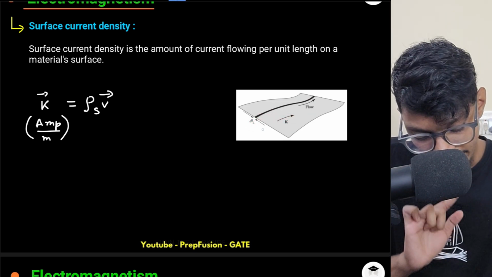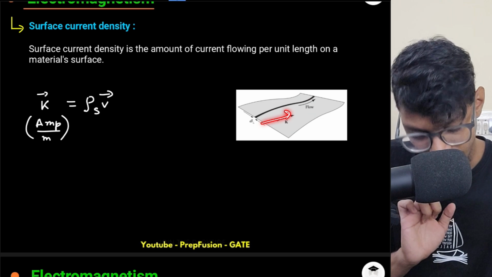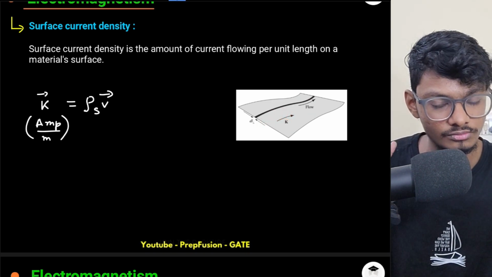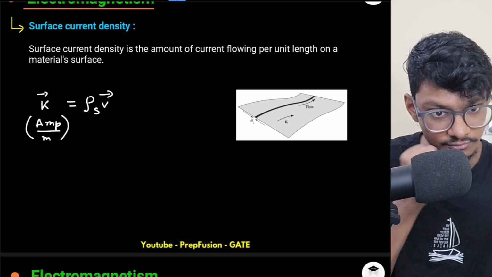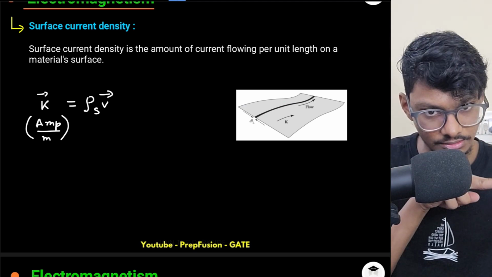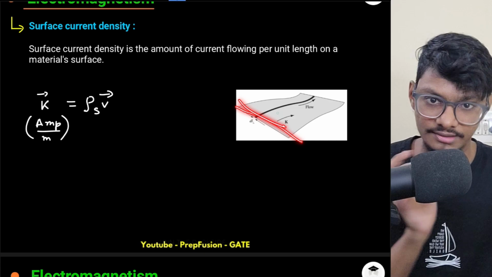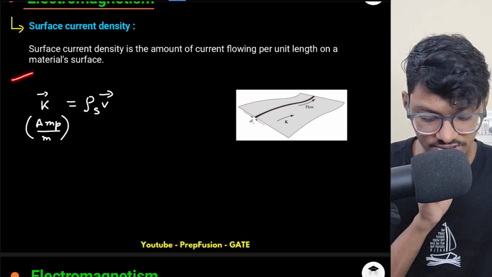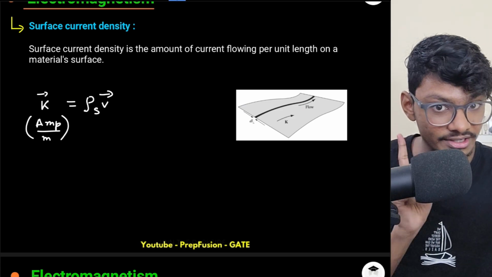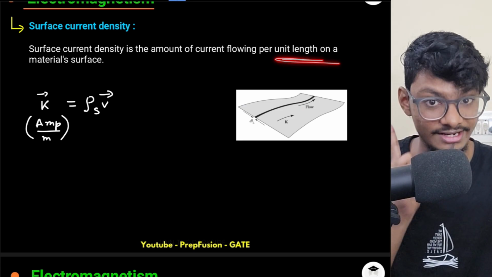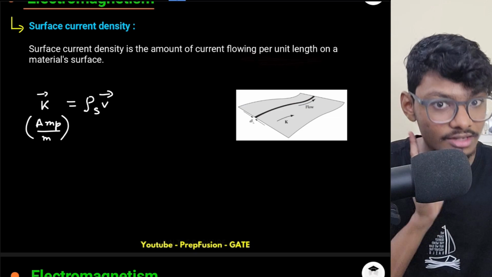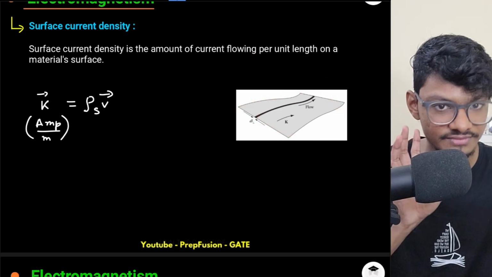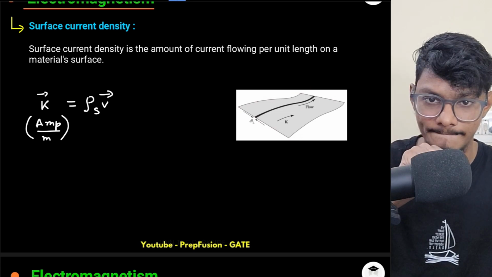So if I have a current I flowing, I don't want to comment about I. I want to comment on the amount of current flowing per unit length on that particular surface. The surface is constant. The amount of current that will flow on that surface per unit length is known as surface current density. Just don't get confused. This is per unit length and not area, because this surface is fixed. Whenever a current flows on the surface, then we comment about surface current density.